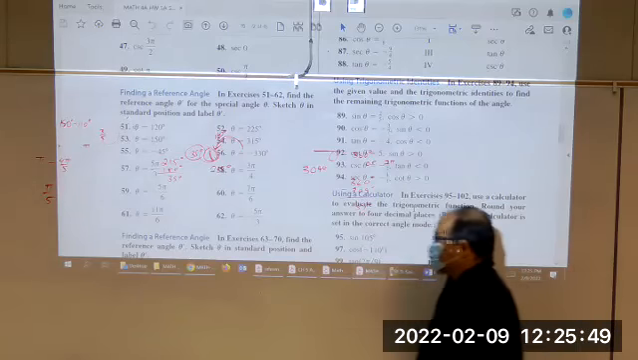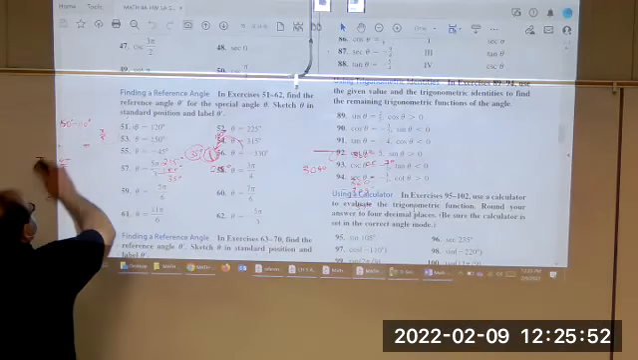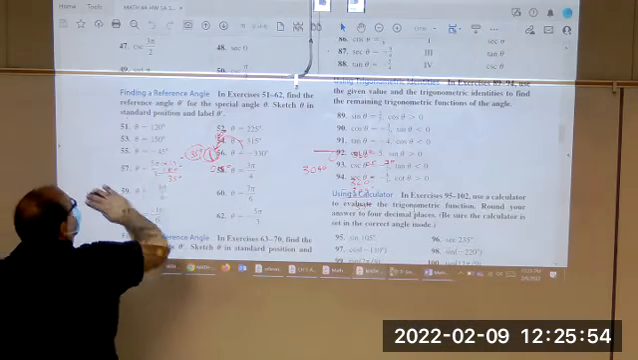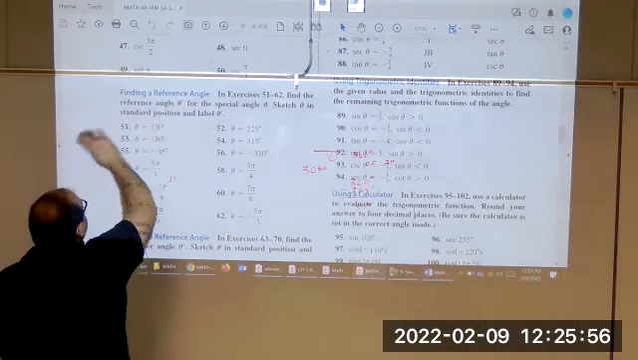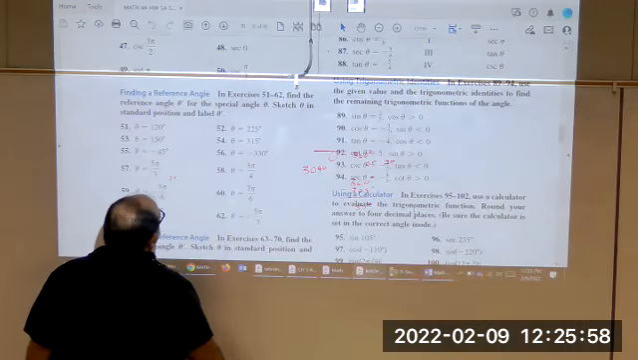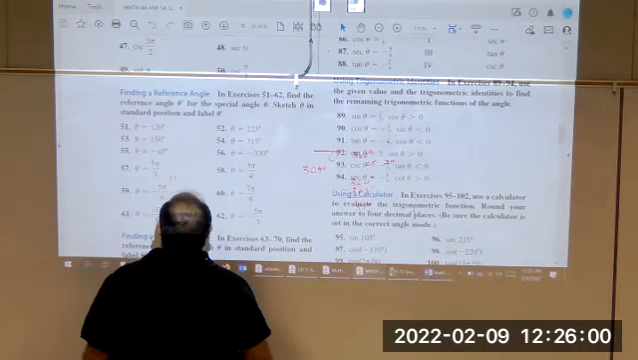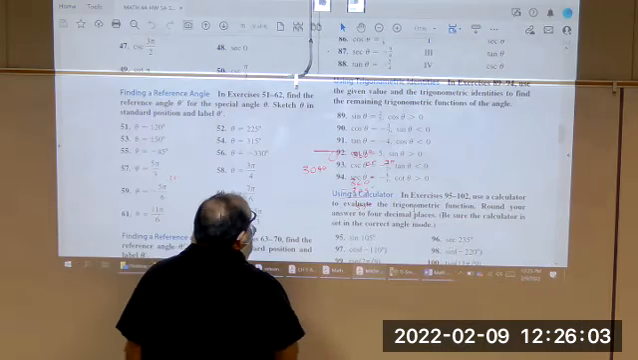Even the homework says draw a sketch. Find the reference angle theta prime for the special angle theta, sketch theta in standard position, and label theta prime.